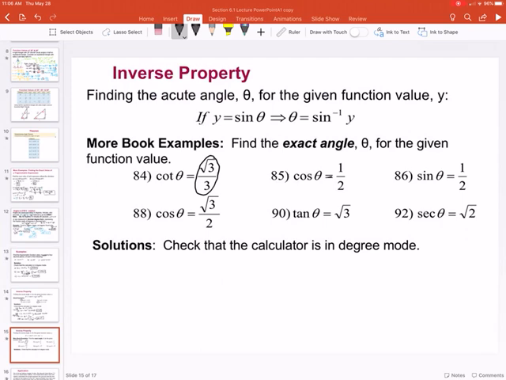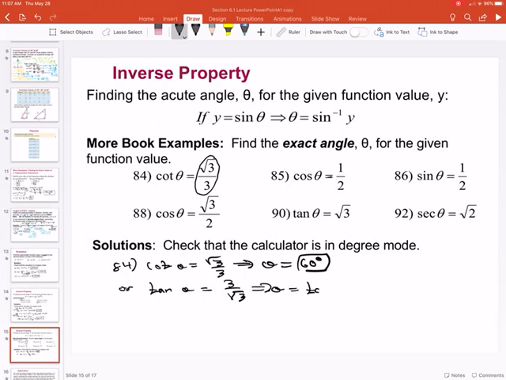So in 84, we already know. I don't need a calculator on that one. That's one of my special angles. So if cotan theta equals square root of 3 over 3, that implies theta is equal to 60 degrees. Now, if you wanted to check that on your calculator, you would need to rewrite it. We could say tan theta is equal to 3 over the square root of 3. We could reciprocate, reciprocal functions. And then you could use tan inverse of 3 over square root of 3.